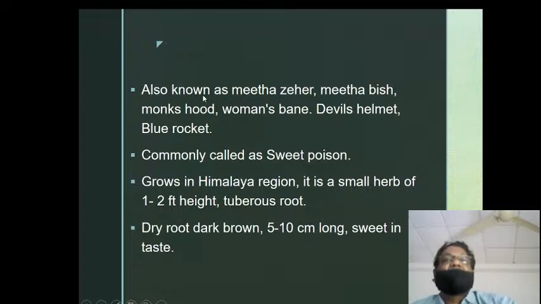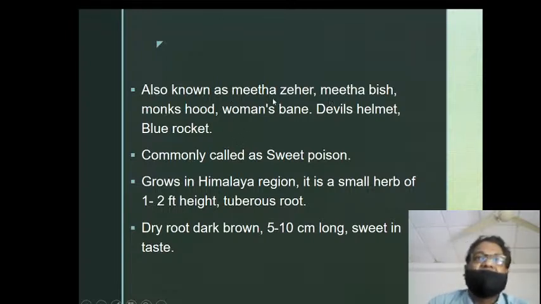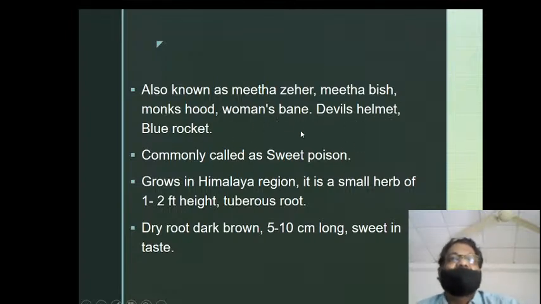The most common name is monk's hood. It is also called woman's bane, devil's helmet, and it can also be called blue rocket. So these are all the common names given to aconite poison. And the root of this poison is very sweet, that's why it is most commonly called a sweet poison.